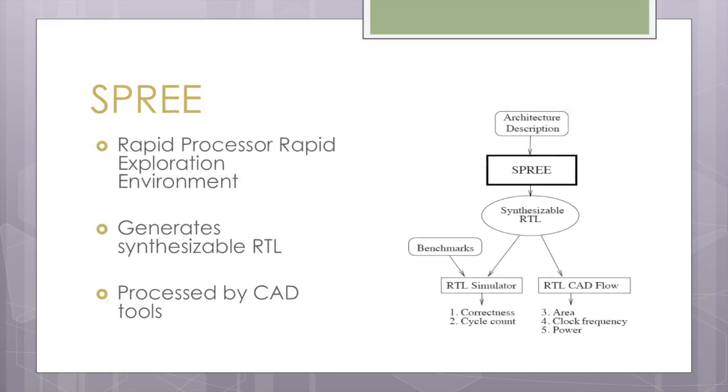The SPREE system is the soft processor rapid exploration environment, and it functions to create custom soft processor designs. The figure shown to the right is a visual of the overview of the SPREE system. The SPREE system generates the synthesizable RTL, which allows simulation of the RTL description on benchmark applications to ensure the correctness of the processor and measure the number of cycles needed to execute the individual applications. The RTL is processed by CAD tools with abilities to accurately measure the area, clock frequency, and power.